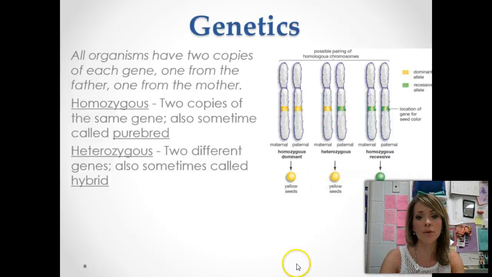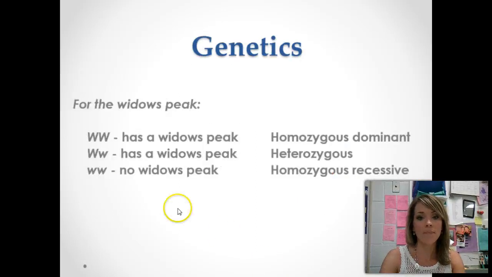So remember those terms. Now this one's going to be homozygous dominant, meaning that you got two matching dominant genes. This one's homozygous recessive, meaning you got two matching recessive genes. And heterozygous is just heterozygous, you got one of each. So here are the alleles for a widow's peak. If you have two dominant genes, you're going to be homozygous dominant, the same two genes, and they're both dominant, and you're going to end up with a widow's peak.